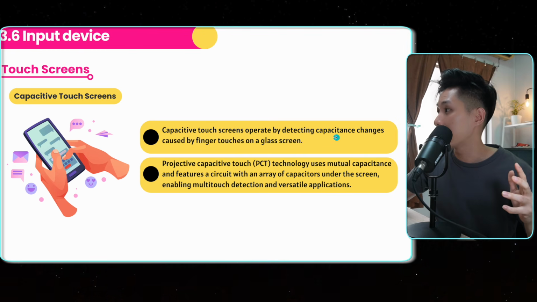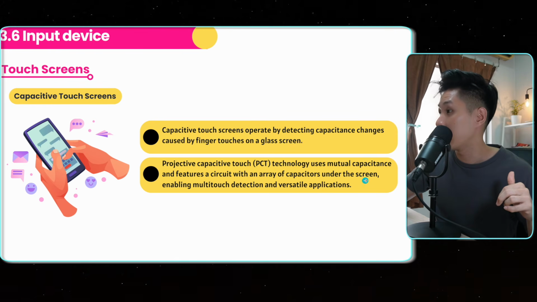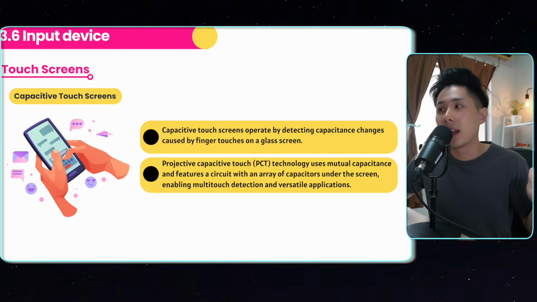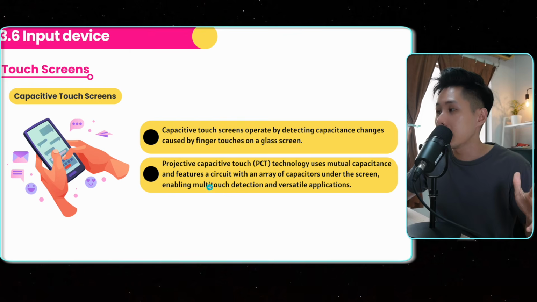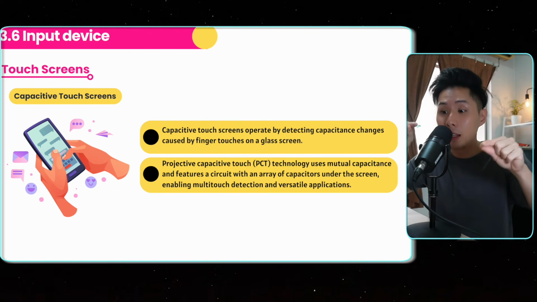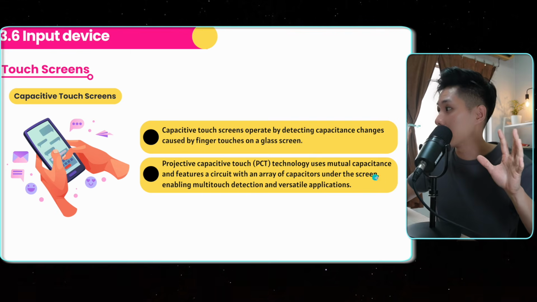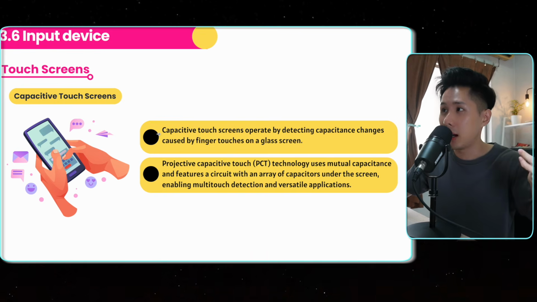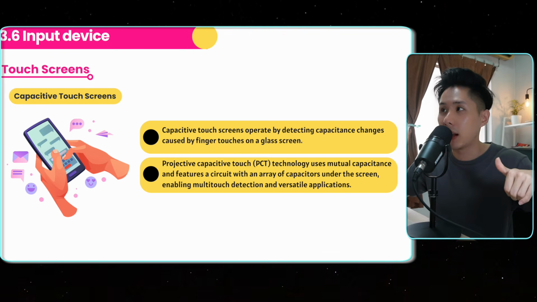They operate by detecting capacitance changes caused by finger touches on a glass screen. Projective capacitive touch technology uses multiple capacitances, featuring a circuit with an array of capacitors under the screen to enable multi-touch. This is the concept that Steve Jobs mentioned when he introduced the iPhone. Multi-touch means that you can touch at different locations of the screen and they will work simultaneously. So that's the concept of multi-touch. Look, so we have the resistive touchscreen and the capacitive touchscreen. They are the input devices.